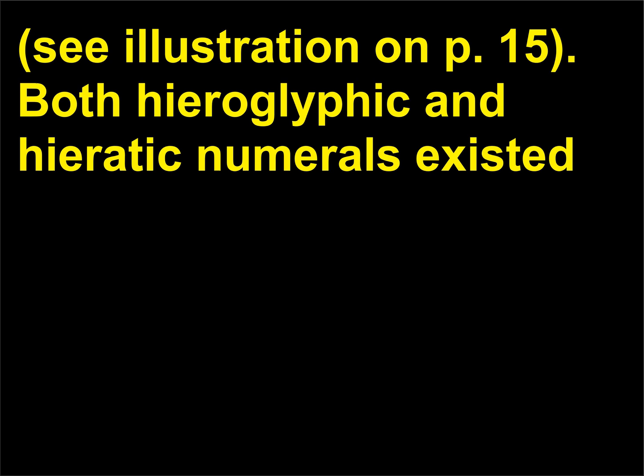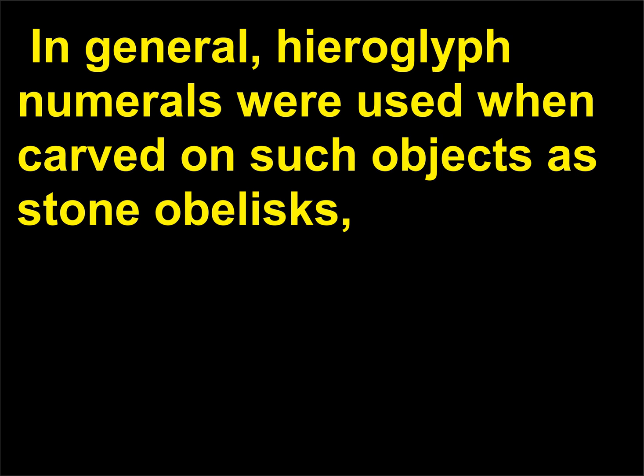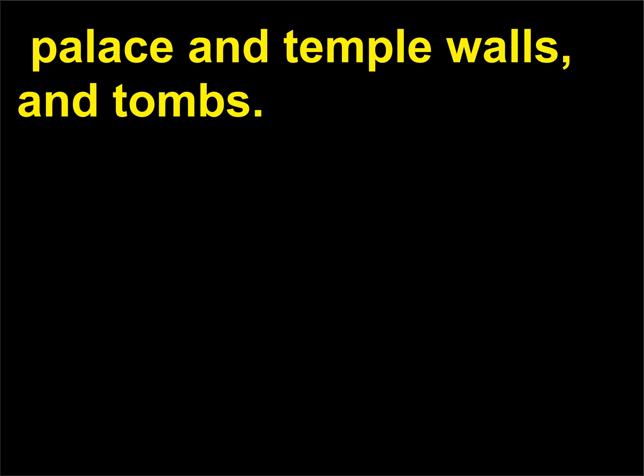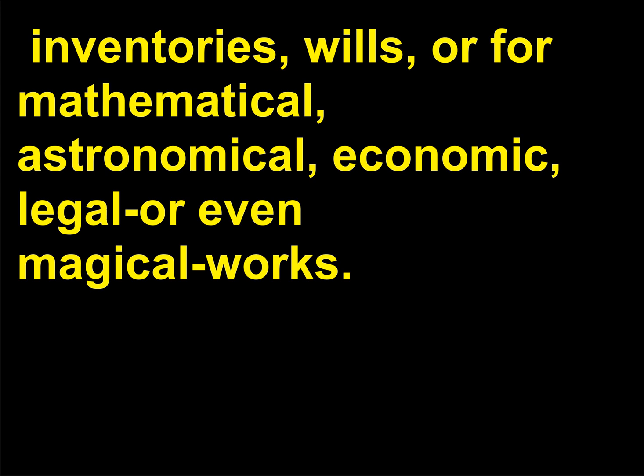Both hieroglyphic and hieratic numerals existed together for close to 2,000 years from the 3rd to the 1st millennium BCE. In general, hieroglyph numerals were used when carved on such objects as stone obelisks, palace and temple walls, and tombs. The hieratic symbols were much faster and easier to scribe, and they were written on papyrus for records, inventories, wills, or for mathematical, astronomical, economic, legal, or even magical works.